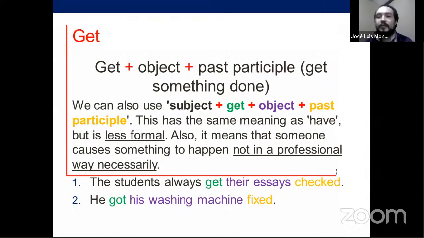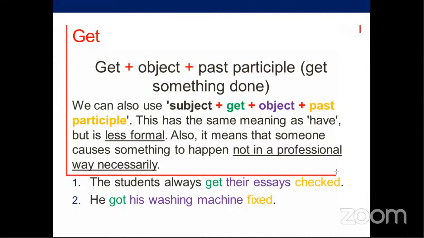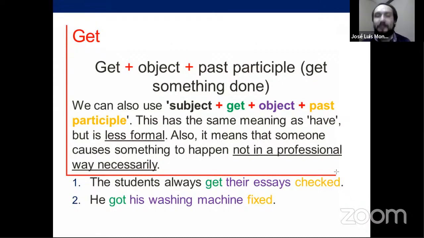Lourdes, let's work that with you, please. Okay, get plus subject plus past participle, get something done. We can also use subject plus get plus object plus past participle. This has the same meaning as have, but is less formal. Also, it means that someone causes something to happen, not in a professional way necessarily. Great, thank you very much, Lourdes.